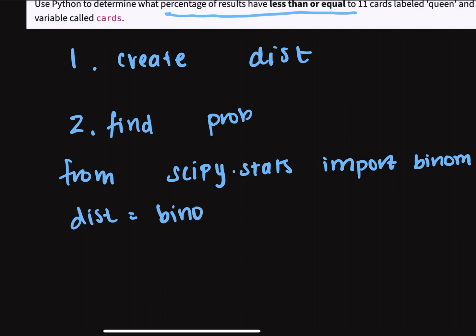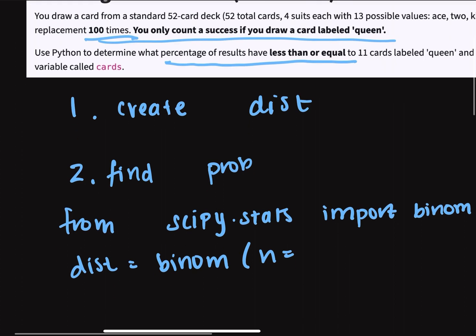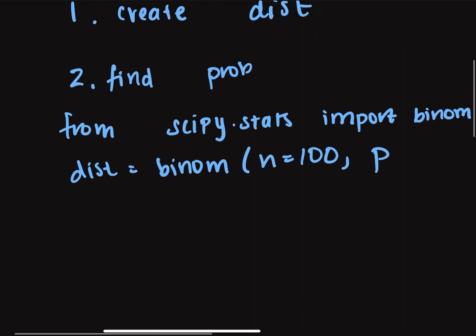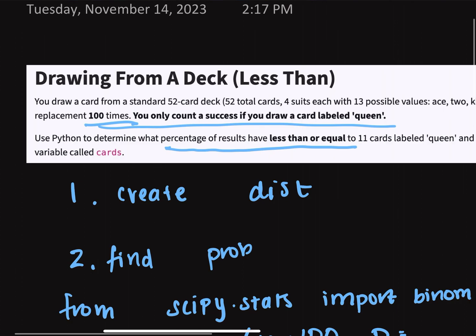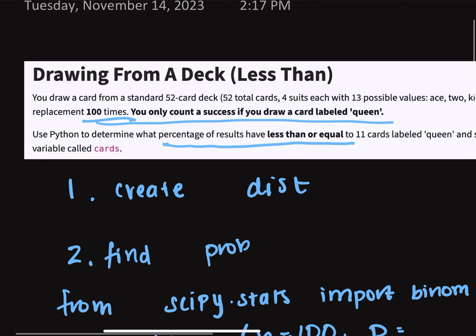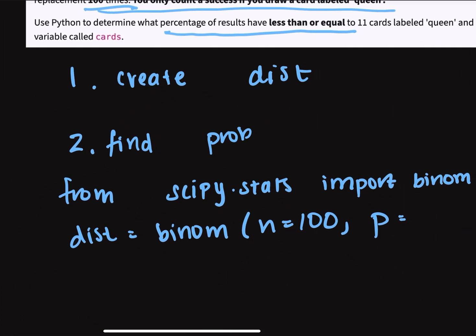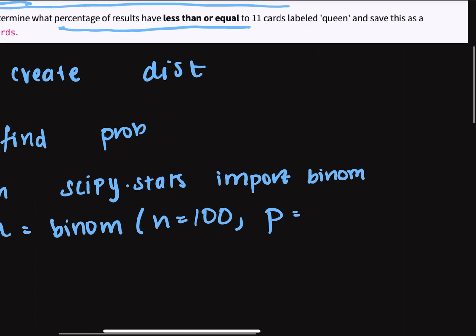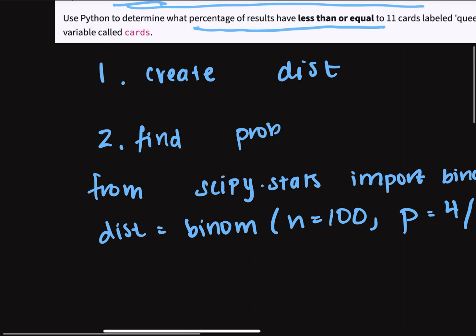We're going to be using the binomial function, which is called binom, which takes in two variables. It takes in an n, which is how many times we're going to be doing this simulation. We're going to be doing this 100 times, repeating it 100 times. And then we want to put in the probability of a single success. In our problem, a success is if we draw a card labeled queen. So what is the probability of drawing a queen in a standard deck? Well, you have 4 queens, 1 for each suit, and 52 total cards. So our probability would be 4 over 52.